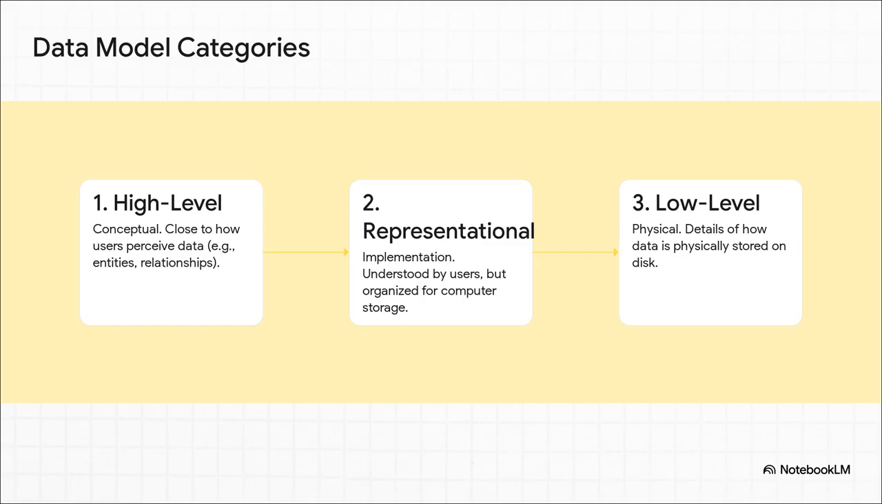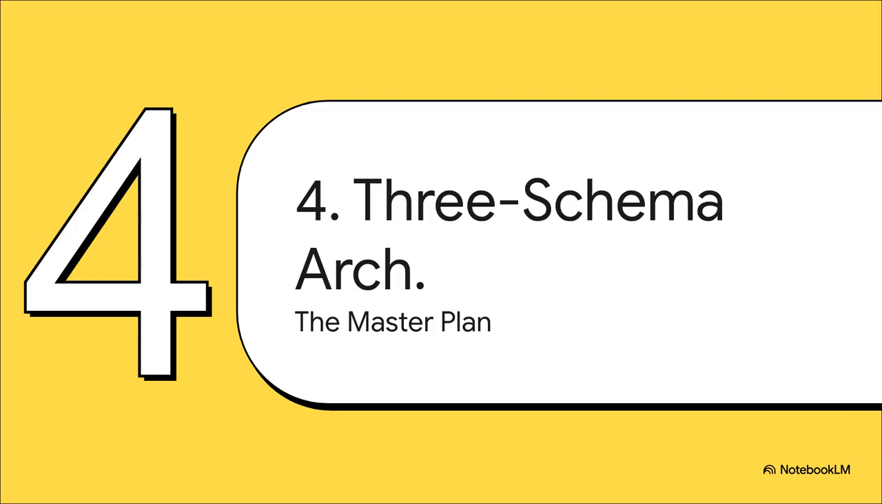And this abstraction happens on different levels. Way up at the top, you've got the high-level or conceptual model. This is how we humans think about data, as employees who have names and work on projects. Then in the middle, the representational model organizes all that into structures, like tables. And way down at the bottom, the low-level model gets into the real nitty-gritty of how it's all physically stored on a disk.